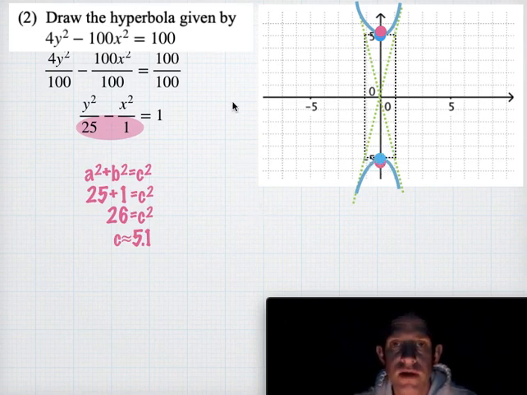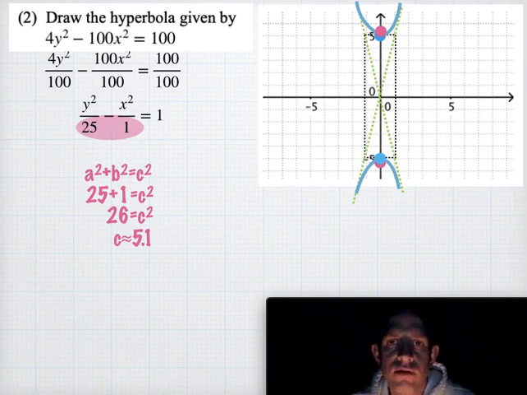So there's a little video on how you can draw hyperbolas and some of the important points. Check back next time to see how we can shift it up and down and left and right so they're not always centered at 0, and also how we can write equations for hyperbolas.